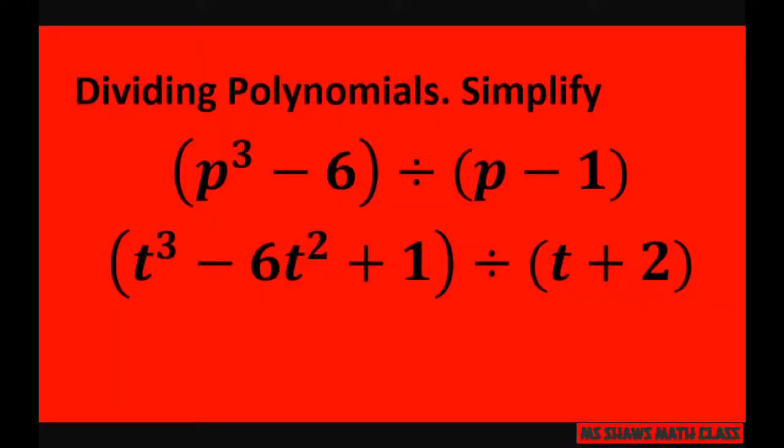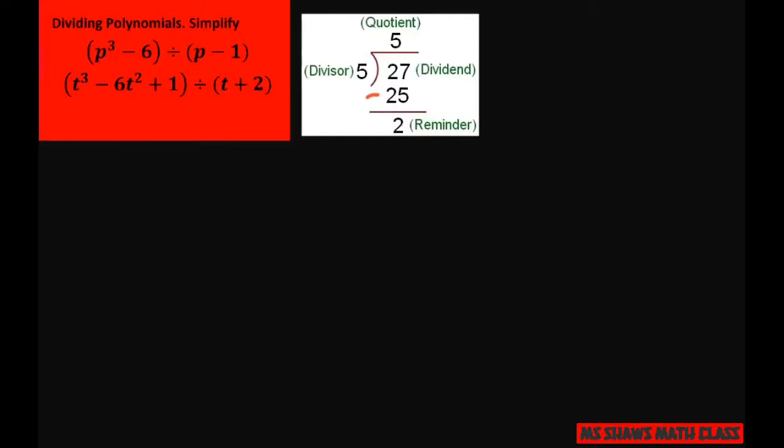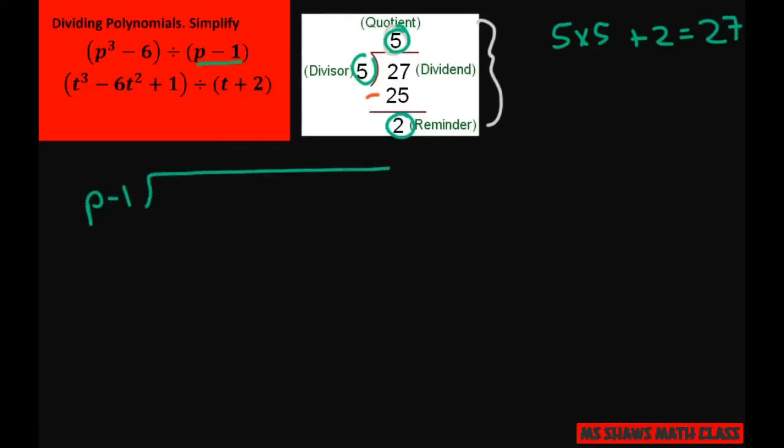We're going to divide polynomials using long division for these two. Remember, what I mean by long division is something like this: if I take 5 times the quotient and then add the remainder, I get my dividend of 27. So what we're going to do is take our divisor, which is p minus 1, and divide this.